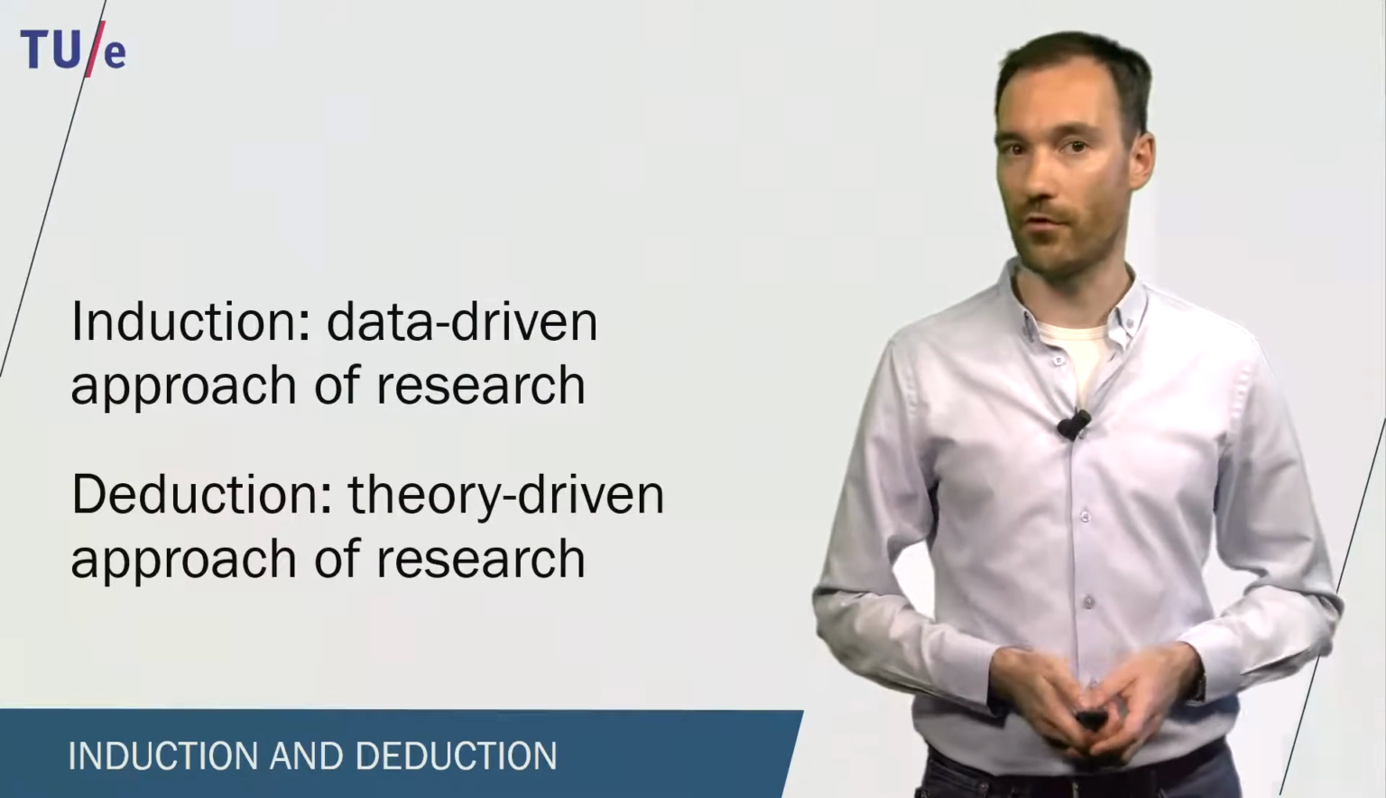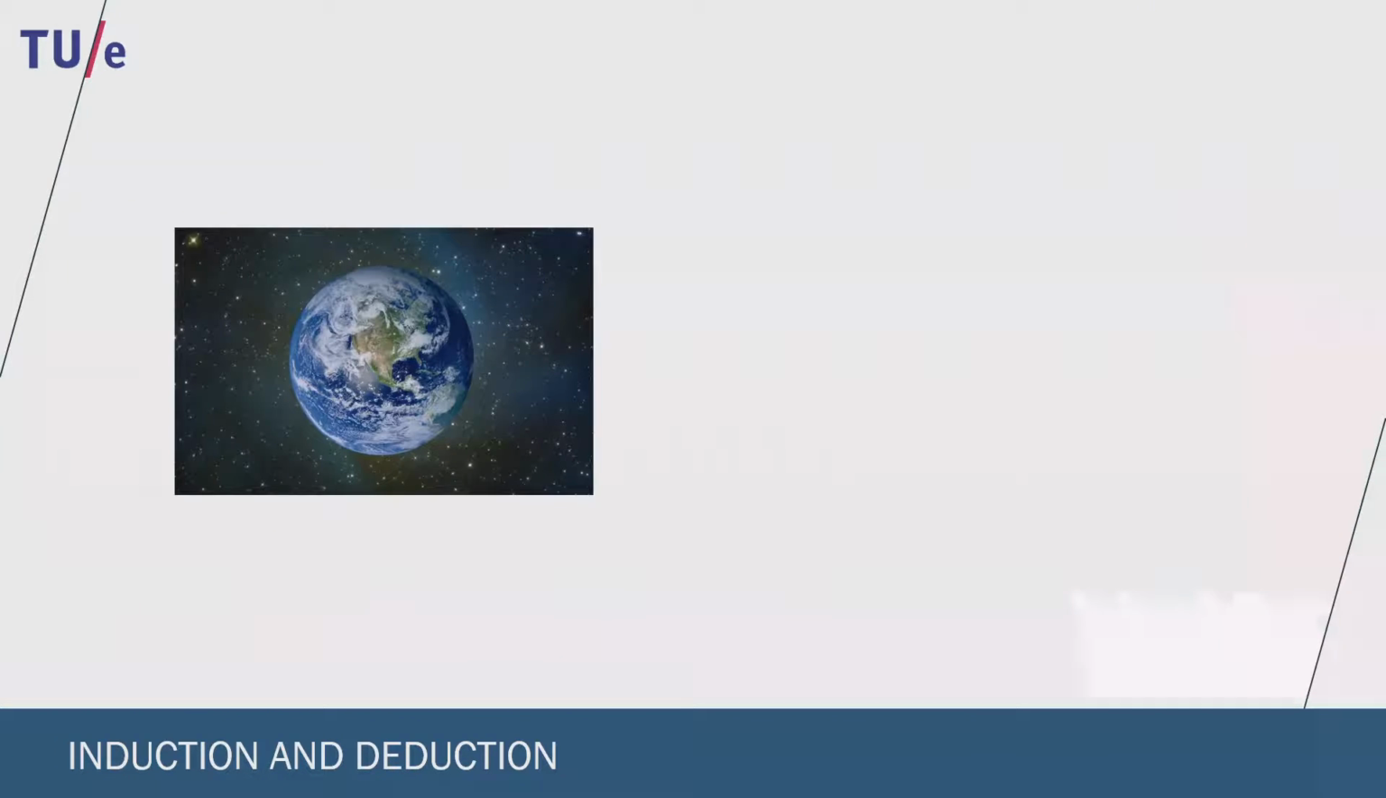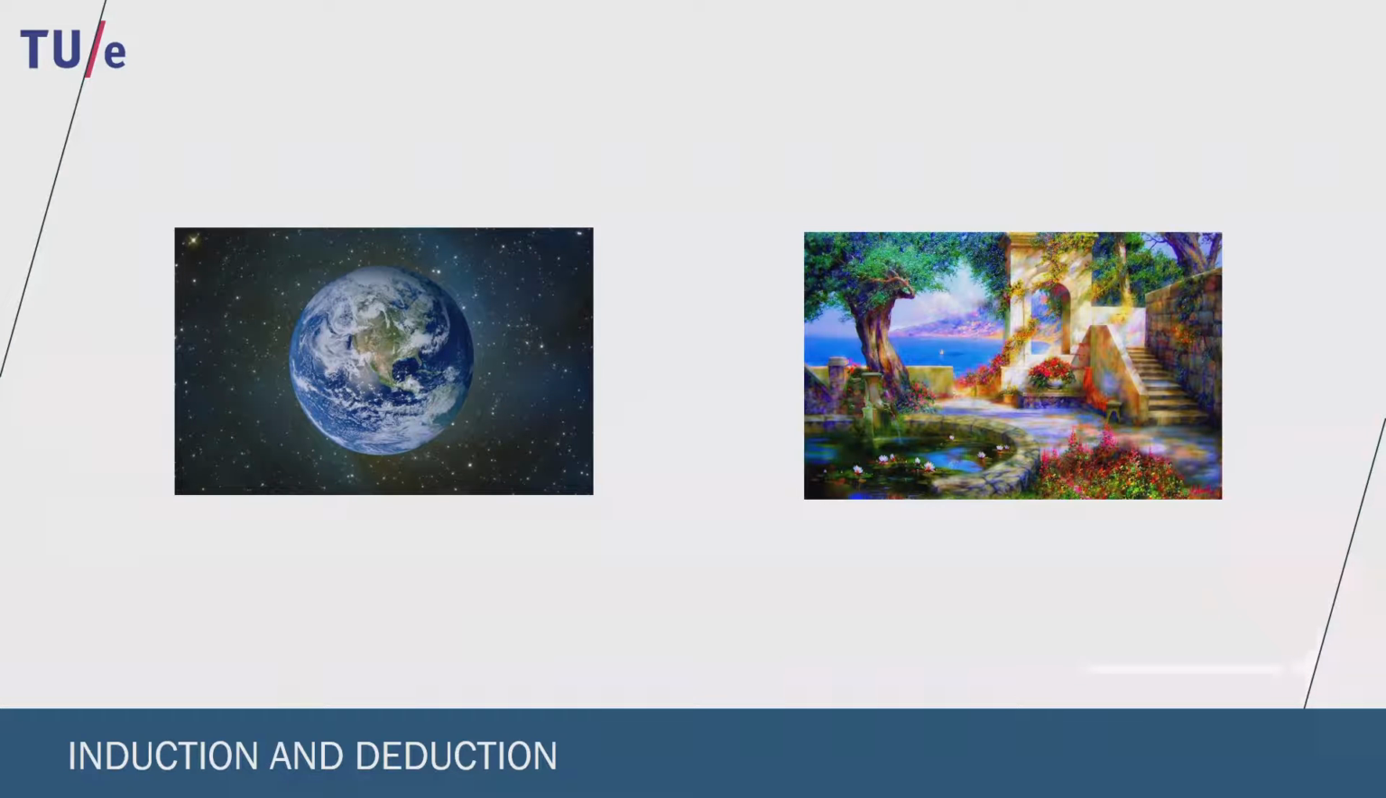Let me show you how this works with the following visualization. On this left side, we see the empirical world. This is the world as we know it, in which we can do observations of human behavior. On the other side, we see the theoretical world. This world doesn't really exist, but this is where our theories are.